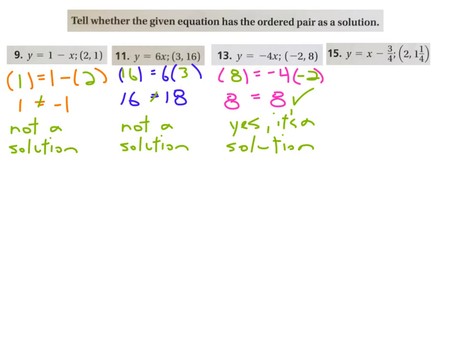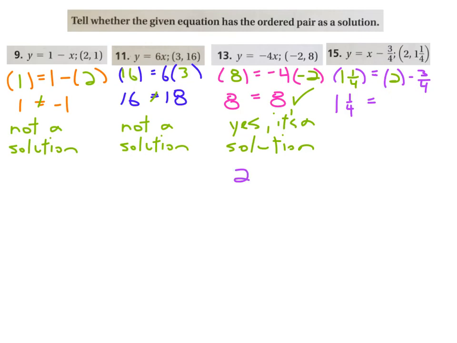One last one to do. We've got y equals x minus 3/4. So we say y, put parentheses there because it's a variable, x minus 3/4. And then we'll substitute those values in. 2 for x, 1 1/4 for y, and then let's simplify. We've got 1 1/4 equals, now we need to do this math over here, and you may or may not know how to do this. So I'm going to show this down at the bottom here.